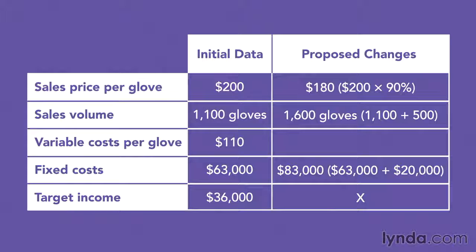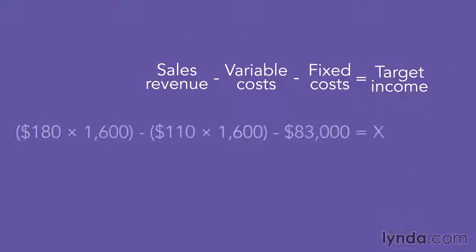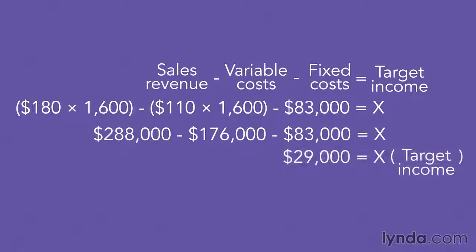Thus far, we have examined changes in only one variable at a time. However, if you work in actual business organizations, you will find that individual changes are quite rare. More often, a decision will affect several variables all at the same time. For example, should Rawhide Corporation increase fixed advertising costs by $20,000 and reduce the sales price by 10% if the result would increase sales volume by 500 units? Our analysis shows that target income would drop by $7,000 as a result of these changes, so the decision should be to not implement the proposed changes.